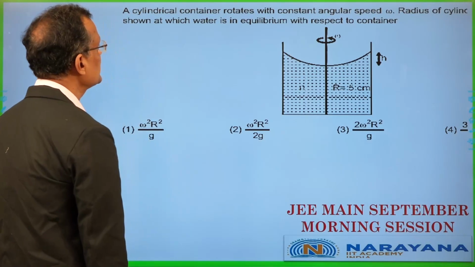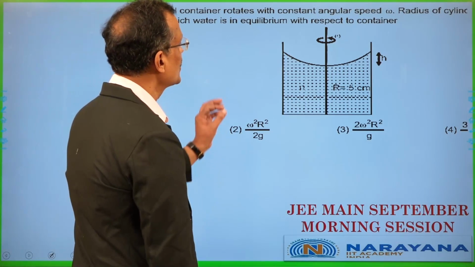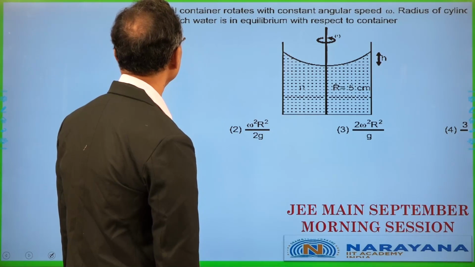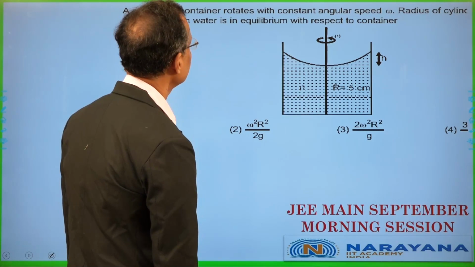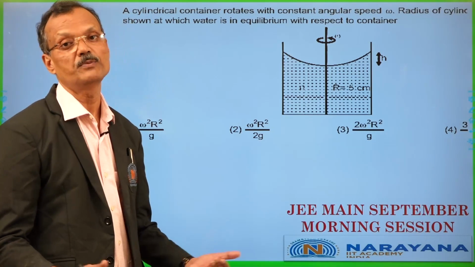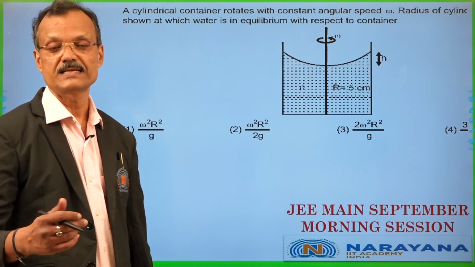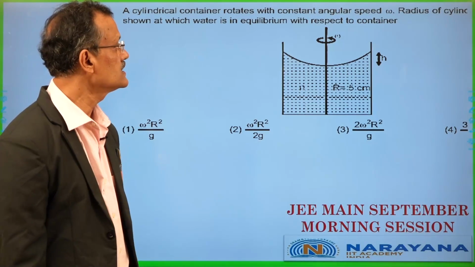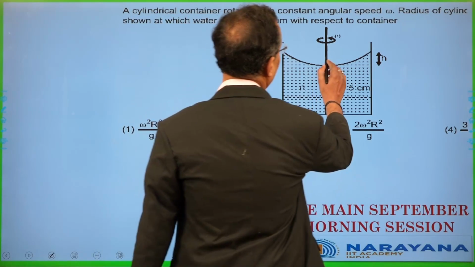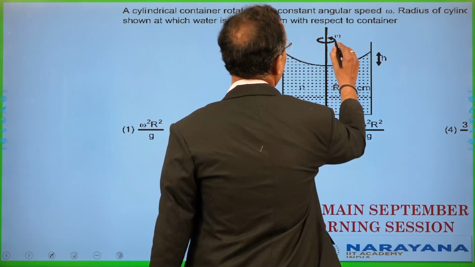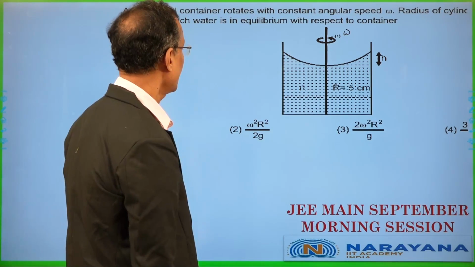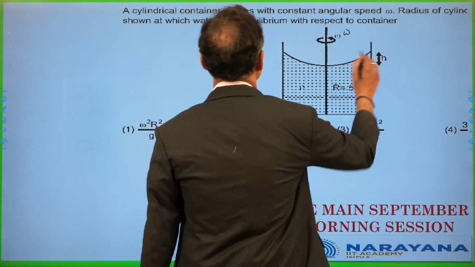Now, a cylindrical container rotates with constant angular velocity. Find the height at which water is in equilibrium with respect to the container. I told you the question is noted from the memory of a student. After the exam, students have come, and whatever they have told us verbally, based on that we have written the question. I feel that they have given the radius r and you are rotating it with angular velocity omega. They are asking you the height h.